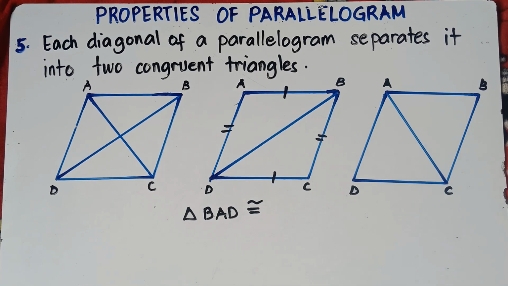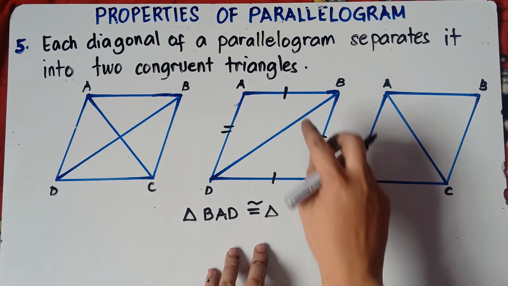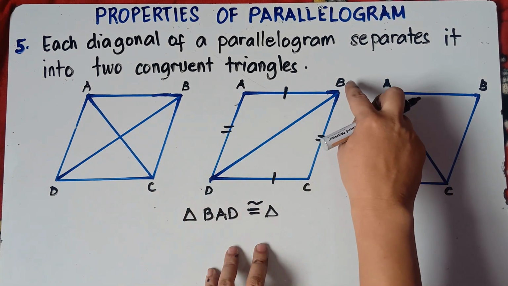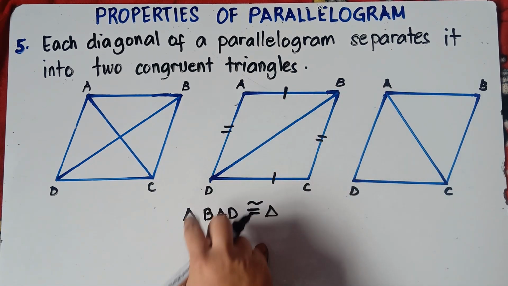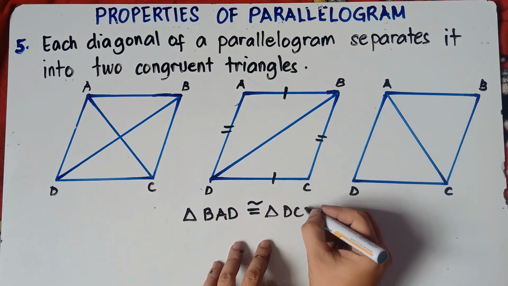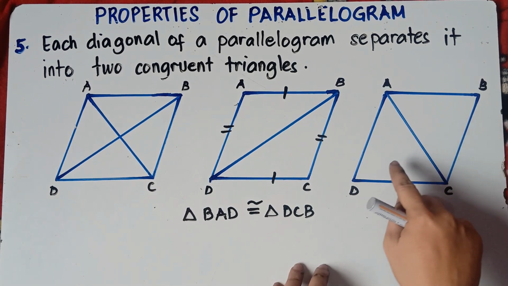It should be symmetrical. So we read this one. This side is opposite to this side. This side is opposite to this side. We read this one from B going to the first marking to the second marking. So DCB. It should be triangle DCB. Alright, and this triangle is congruent to this triangle.